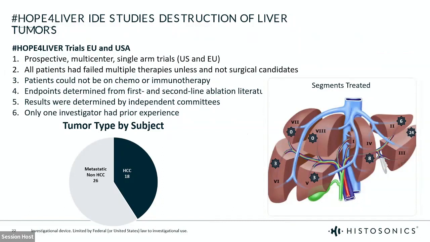There were 15 sites, and all patients had to have failed multiple therapies. They couldn't be a surgical candidate. They couldn't be a transplant candidate. There was maybe one patient who refused therapy and therefore could be enrolled. Patients couldn't be on chemotherapy or immunotherapy. They had to be off them for 30 days.